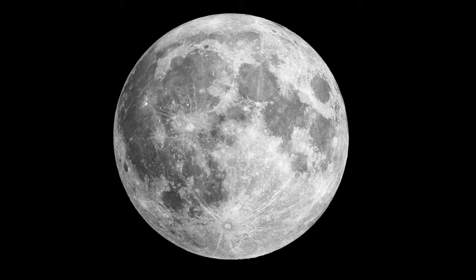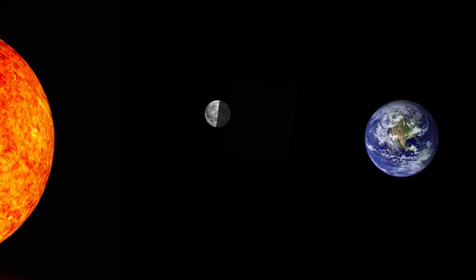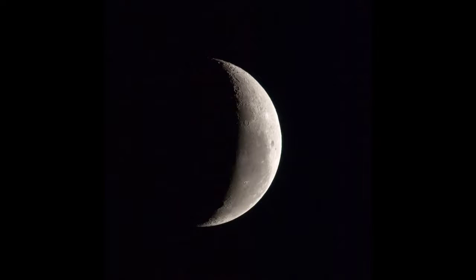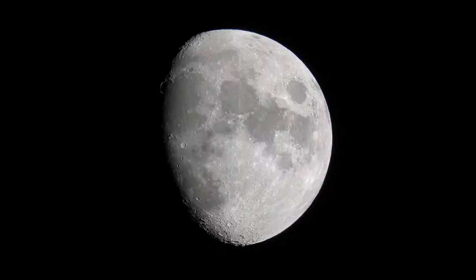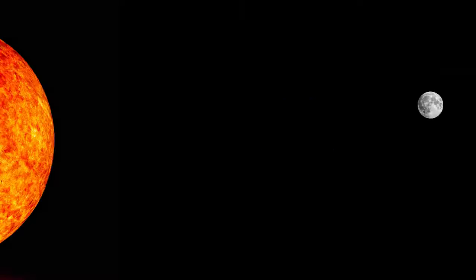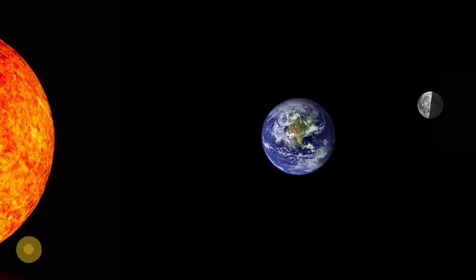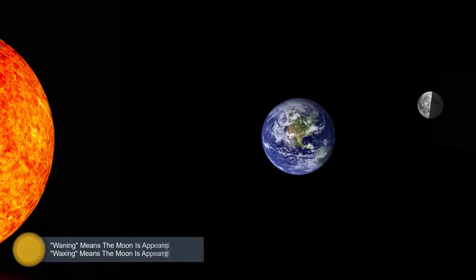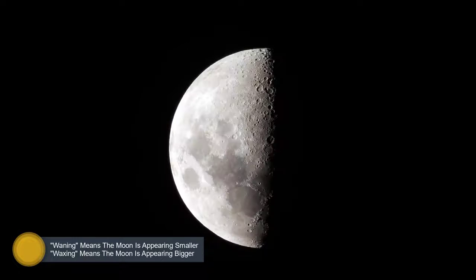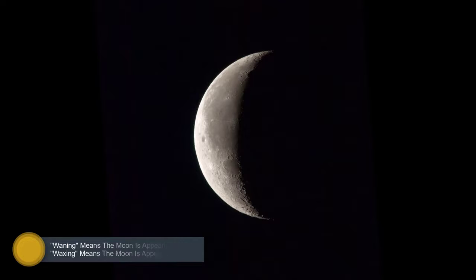The main 8 types of moons are the new moon, where the moon is almost in line with the Earth and sun, the waxing crescent, the first quarter, the waxing gibbous, the full moon, where the moon is almost in line with the Earth and then the sun, the waning gibbous, the third quarter, and the waning crescent. Then back to the new moon.